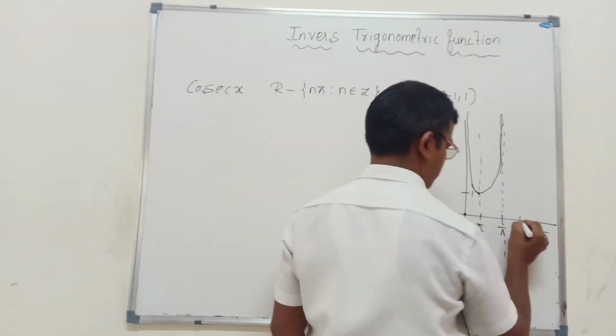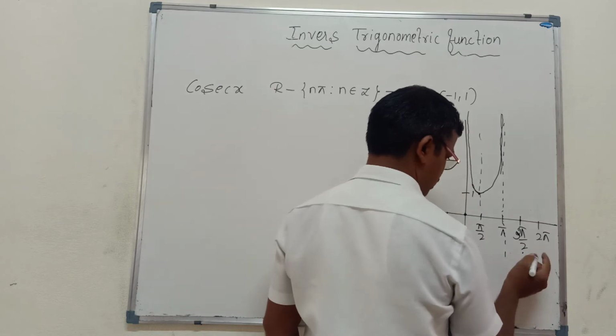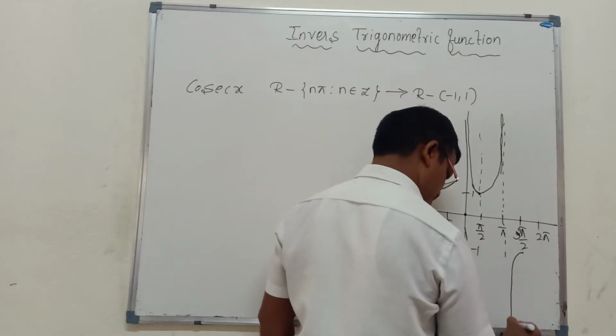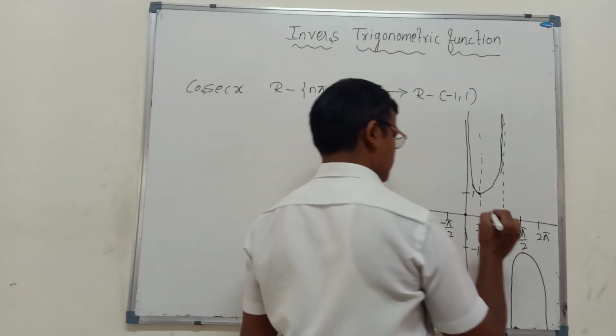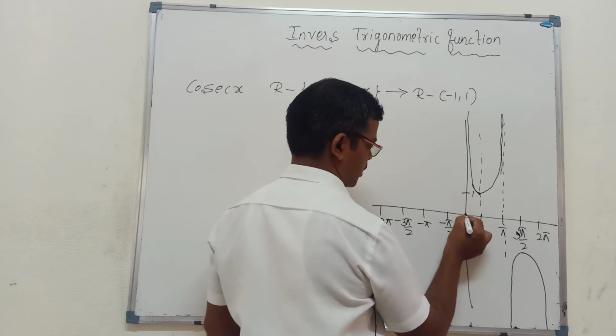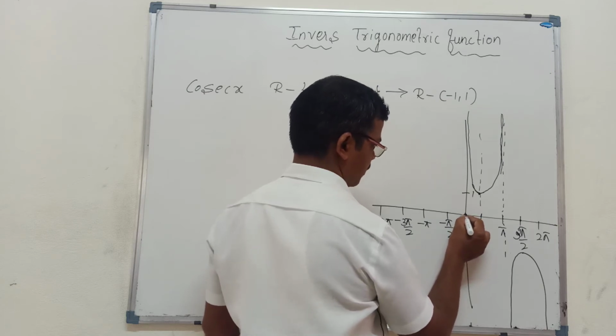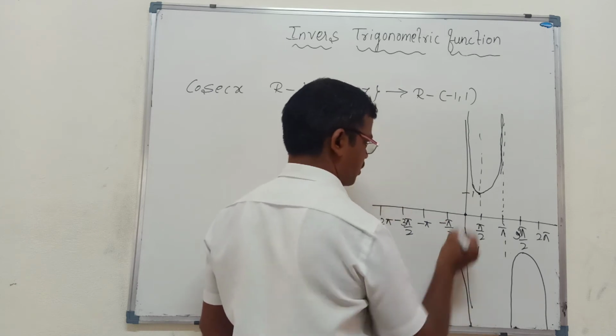Next, for 3 pi by 2, it is minus. So it is the third quadrant, which means negative. The fourth quadrant is also negative. Like this we get. Next, we come to 0 to pi by 2. In 0 to pi by 2, at minus pi it is minus 1. So it is undefined, negative, opposite to this.